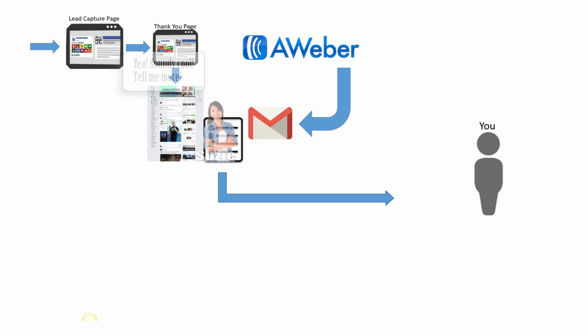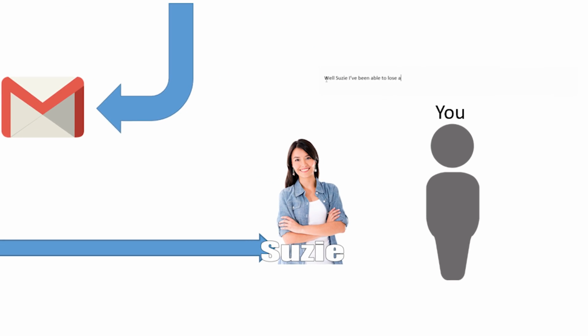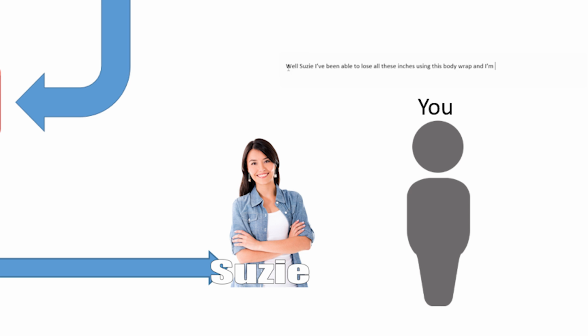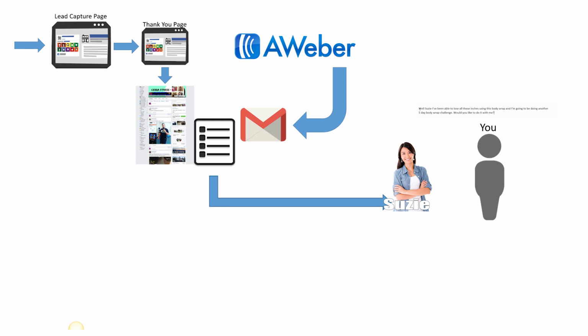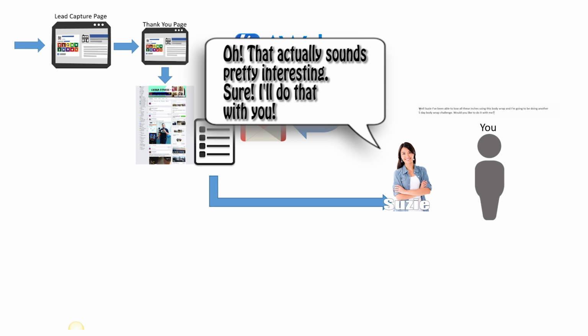Now I can actually go in and say, "Well, Susie, I've been able to lose all these inches using this body wrap, and I'm doing another 5-day body wrap challenge. Would you like to do it with me?" Then Susie's going to come back and say, "Oh, that actually sounds pretty interesting. Sure, I'll do that with you." So this is the first close, right? You've closed Susie on the body wrap, and now we have to work on getting her in as a distributor.